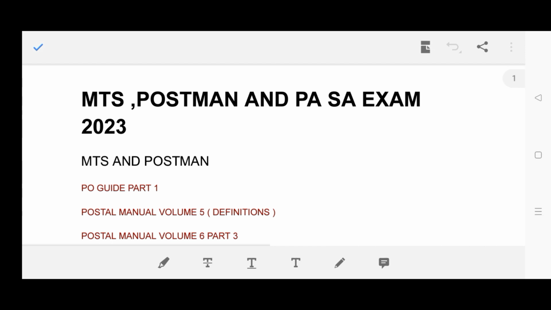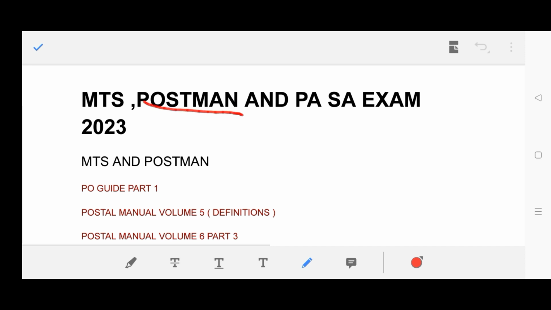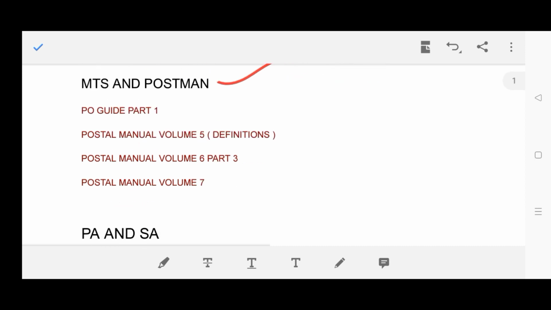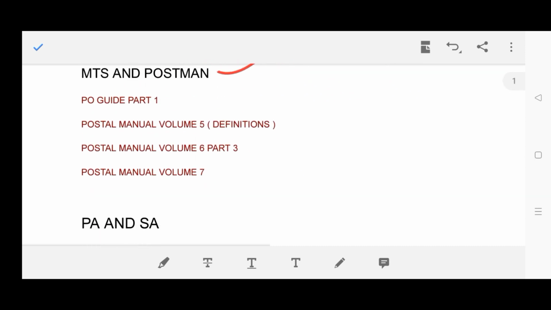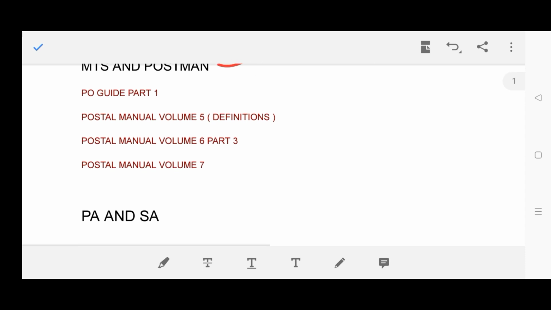Hi friends, today we will discuss various class numbers and form numbers of the PO Guide and Postal Manual volumes. These are very useful for MTS, Postman and PA/SA examinations also. All the very useful form numbers and rule numbers will be discussed in this session.